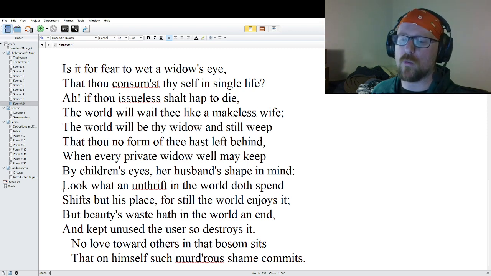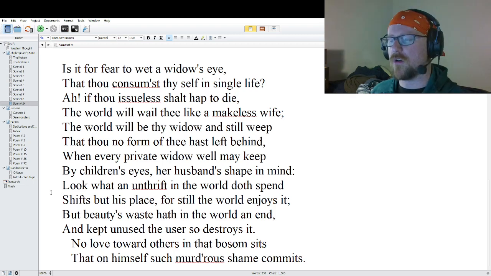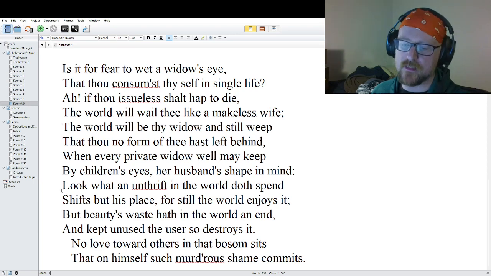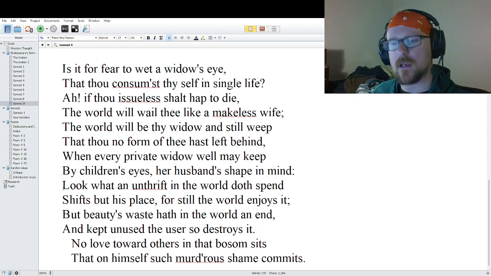Look, what an unthrift in the world doth spend shifts but his place, for still the world enjoys it. But beauty's waste hath in the world an end, and kept unused, the user so destroys it. No love toward others in that bosom sits that on himself such murderous shame commits.